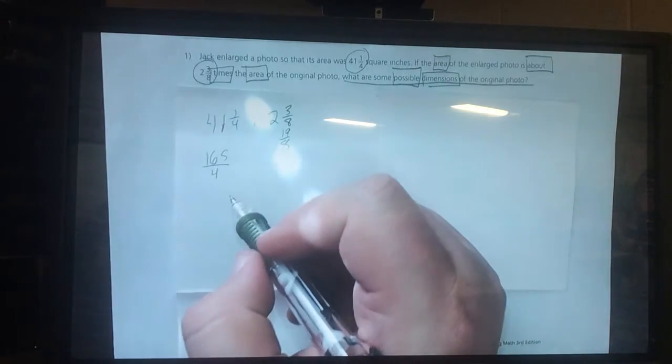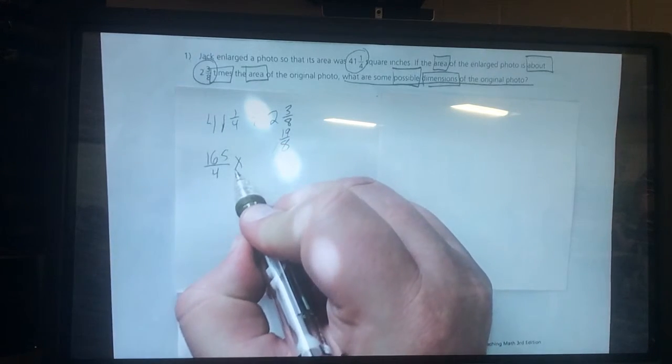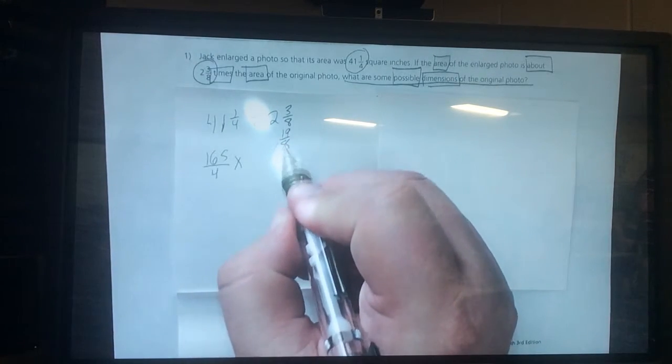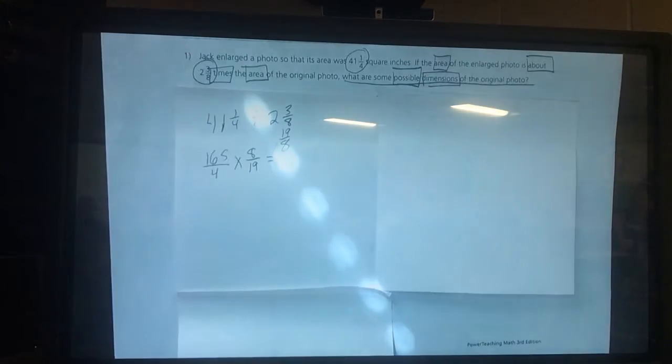Now when I divide fractions, I change the sign to multiply, and then I get the reciprocal of 19 over 8. So that's going to be 8 over 19. Now I'm going to do a little bit of cross-simplifying or cross-canceling, however you want to refer to it.